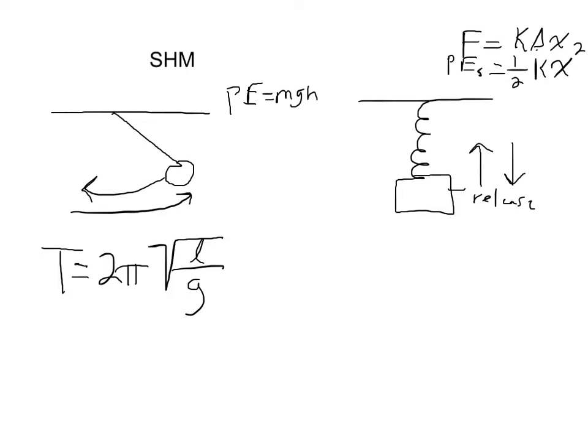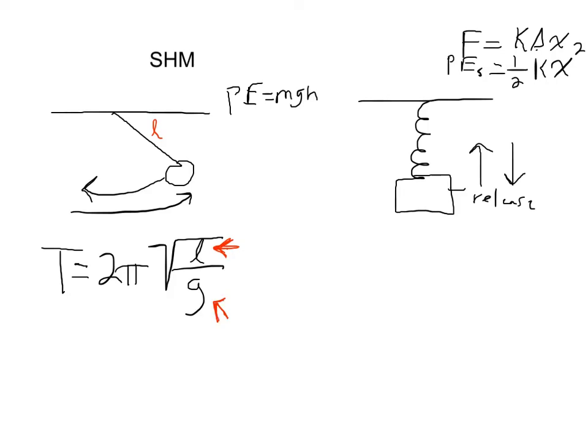So notice that for the pendulum, the things that affect its period are the length of the string and the gravity of the planet it's on. So if we take this pendulum to another planet, its period will change based on the acceleration of gravity on that planet. And if we change the length of the string, its period will change. Making the length of the string longer makes the period longer. Making the length of the string shorter would make the period shorter because L is in the top of that fraction.